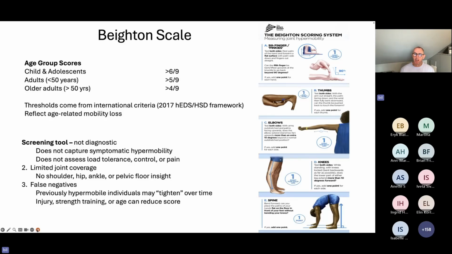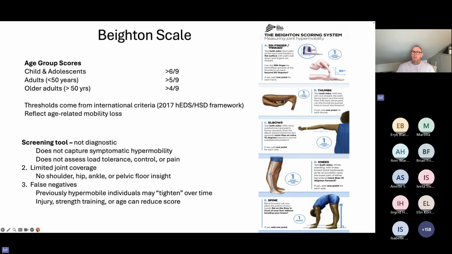So we look at things that, and I think everyone's really aware of this, the fifth finger. You test both sides. You rest the palm of the hand and forearm on a flat surface, palm side down, finger straight out, and then bend it up. Can the fifth finger be bent upwards at the knuckle to go back beyond 90 degrees? If yes, you add 1 point for each side that happens on, remembering that it might not happen on each side. You test their thumbs.